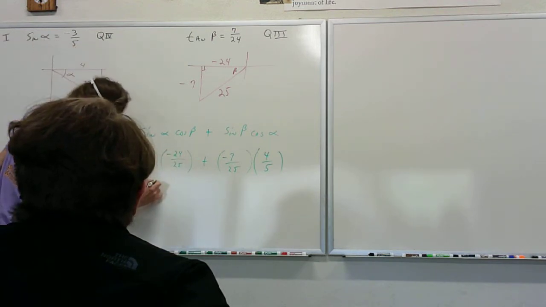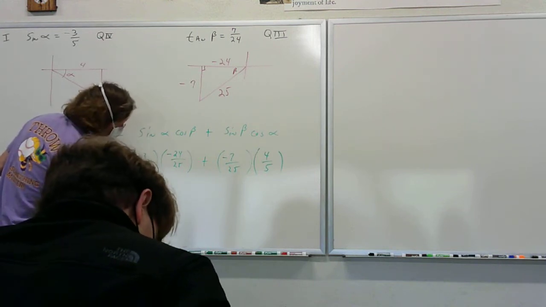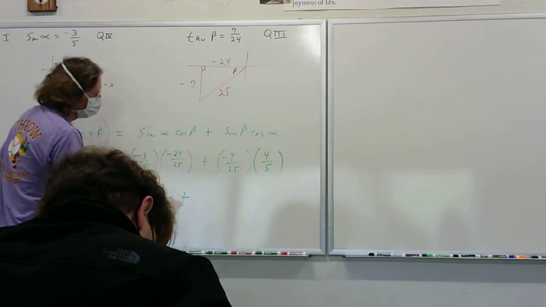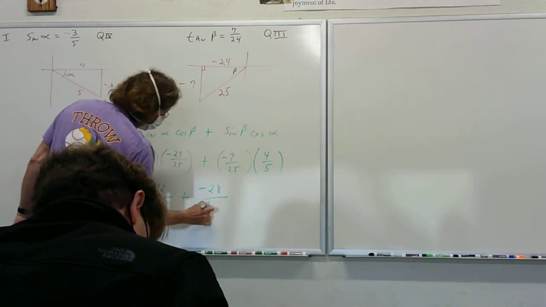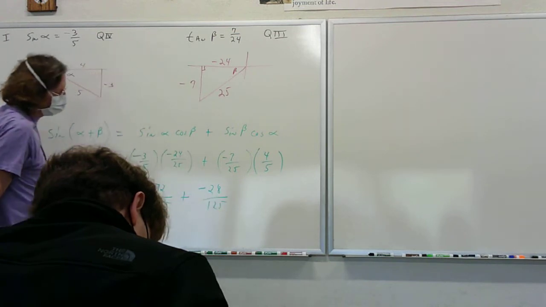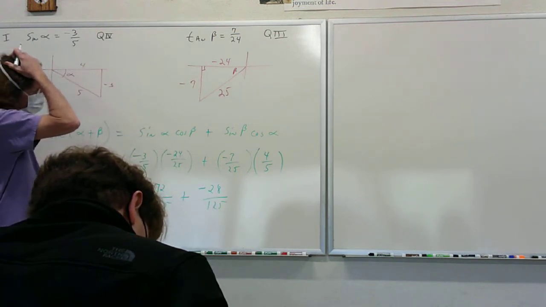Okay, 72 over 125 plus -28 over 125, add those together, that's 44 over 125.